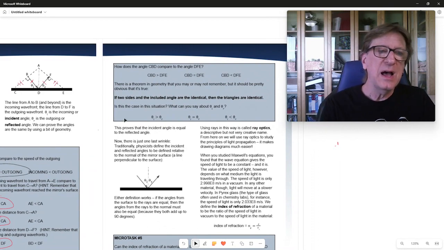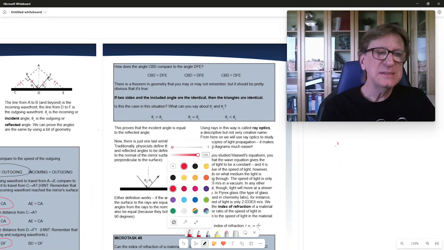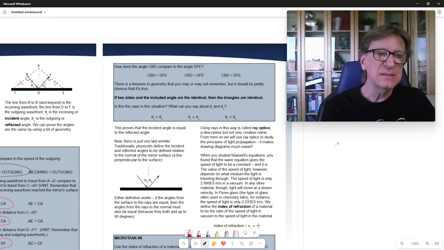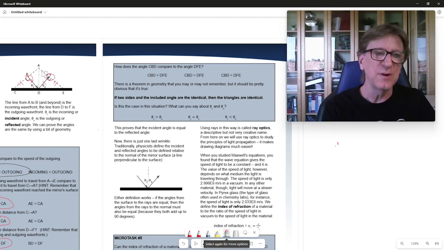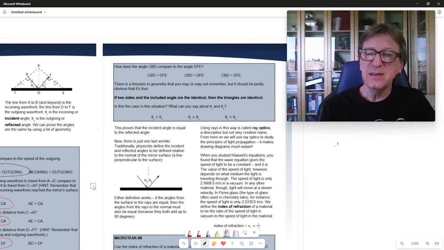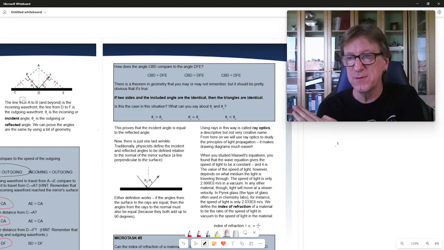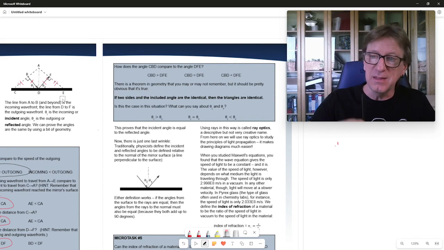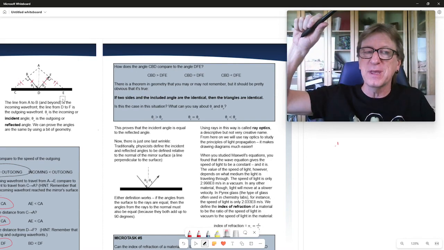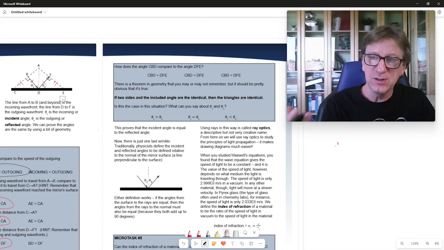Okay, so how does the angle CBD, that's this angle right here, compare to the angle DFE, that's this angle here? And we've given you a really strong clue with the symbol that we've drawn here. Well, because BD is perpendicular to CA, remember that's that line showing the wavefront coming in, and DF is perpendicular to AE, that's that line showing the propagation of the wave as it moves outward, also has to be perpendicular.